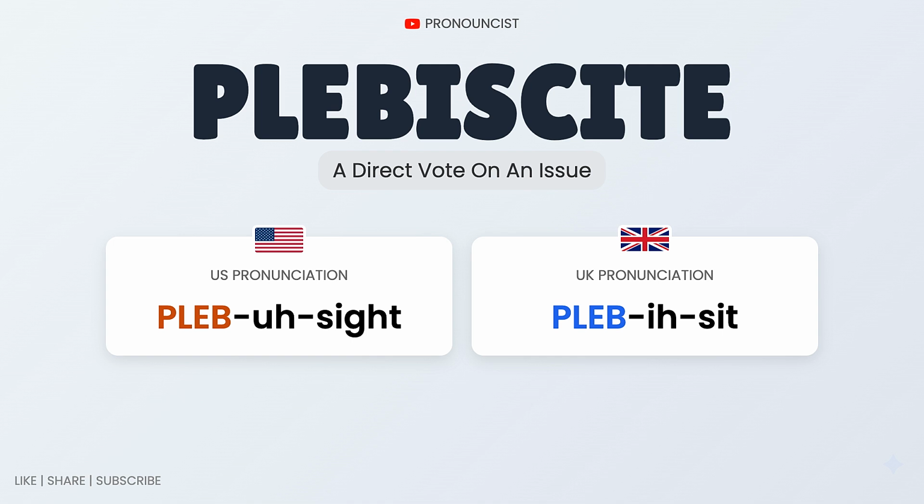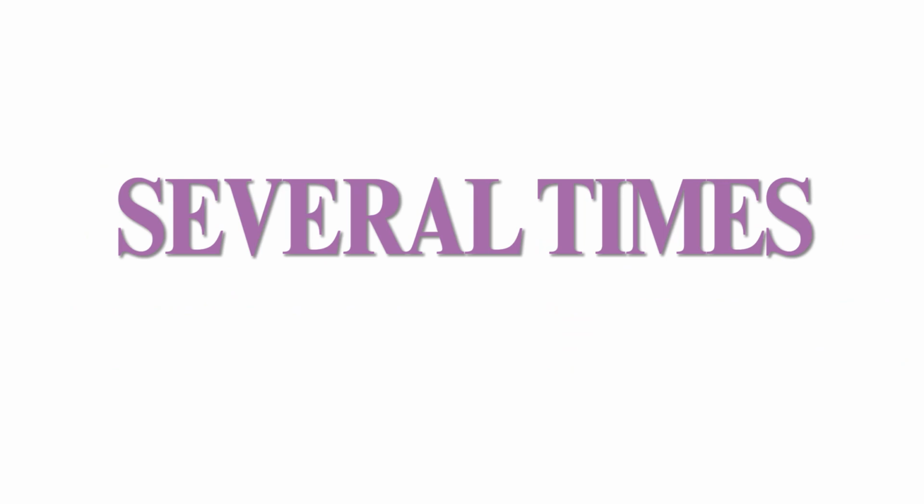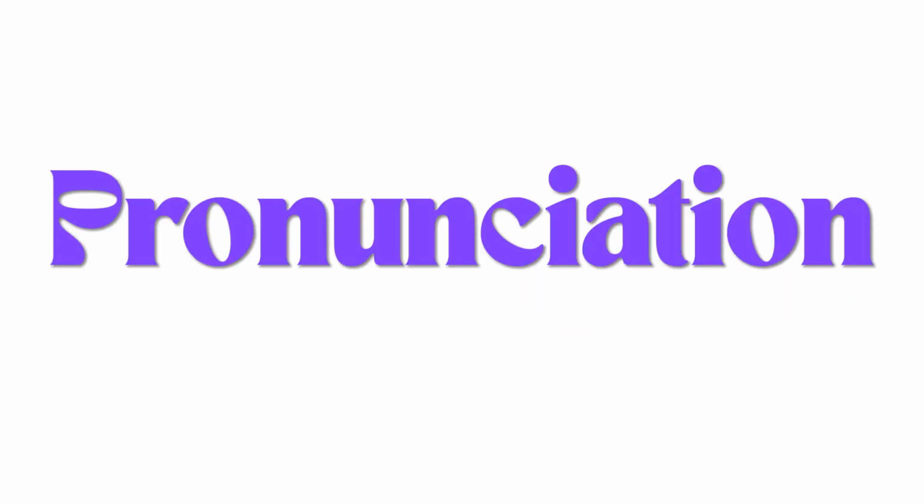Plebiscite. Practice repeatedly and you'll soon be able to say this word perfectly. The best way to practice is to repeat the syllable multiple times. The meaning of the word is a direct vote on an issue. Try repeating this word several times to improve your pronunciation.